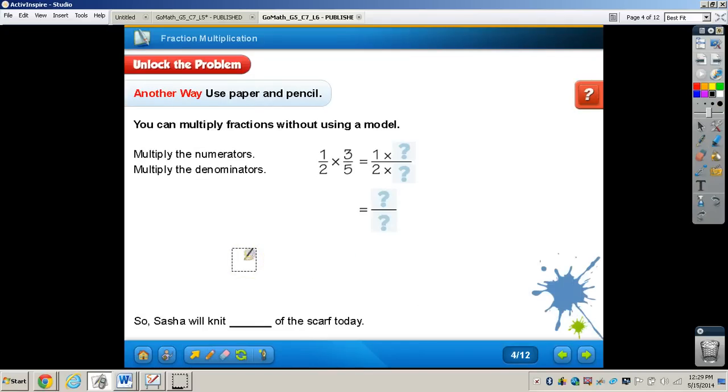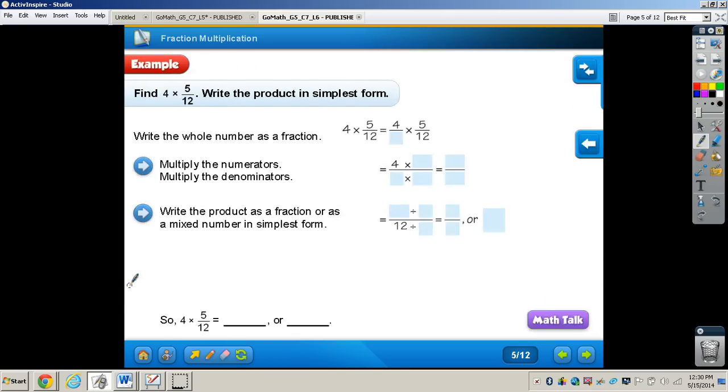Now another way to do this is using paper and pencil, and we can multiply fractions without using a model. Okay, and first of all, what we can do is multiply the numerators. So we take 1 times 3. Okay, and then we can multiply the denominators, 2 times 5. So we have 1 times 3, 2 times 5. 1 times 3 will give us 3, and 2 times 5 will give us 10. Okay, so we know that Sasha will knit, as we can see here, 3/10 of the scarf today.